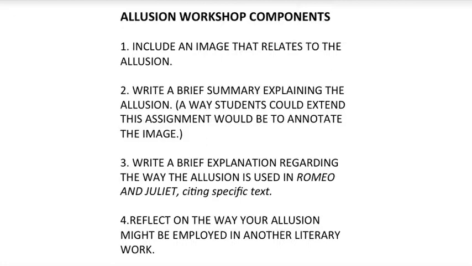There are 4 components of the allusion workshop. The first one is the students must include an image that relates to the allusion they have been assigned. The second one is students must write a brief summary explaining the allusion. And a way that you might be able to extend this in your classroom would be for students to annotate the image. Thirdly, write a brief explanation regarding the way the allusion is used in Romeo and Juliet, citing specific text. And finally, reflect on the way your allusion might be employed in another literary work.